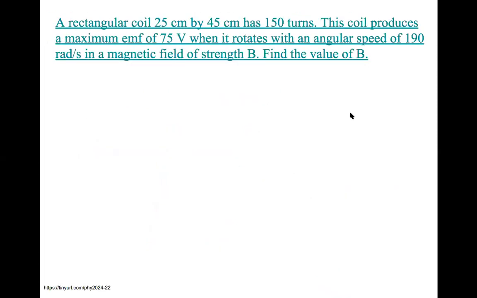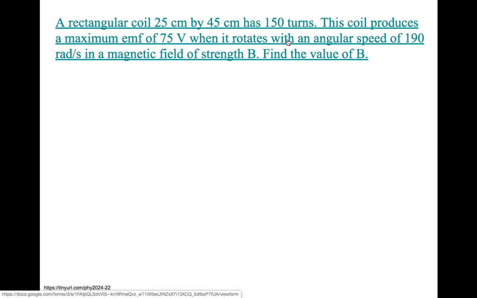Now let's take a look at the second example of the day on the electric generator. It says you have a rectangular coil, 25 centimeters by 45 centimeters, with 150 turns. So capital N is 150. The area can be calculated by 25 multiplied by 45, but these are in centimeters, so you want to convert that into meters.